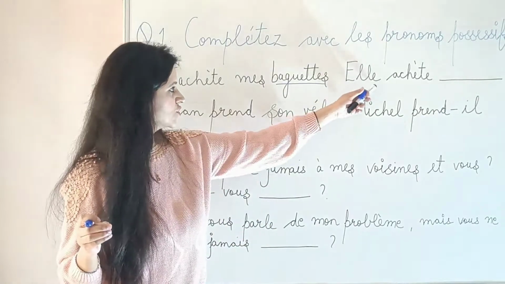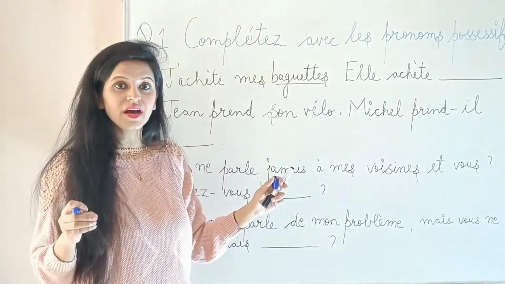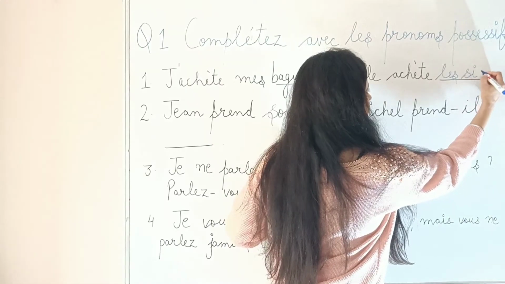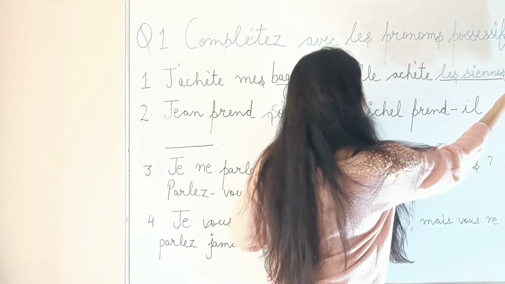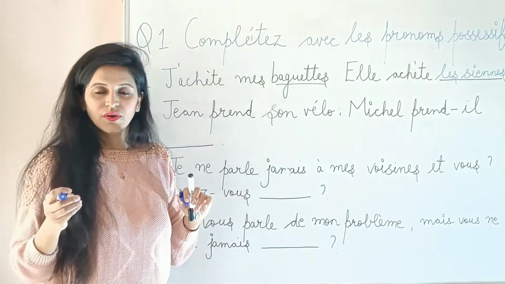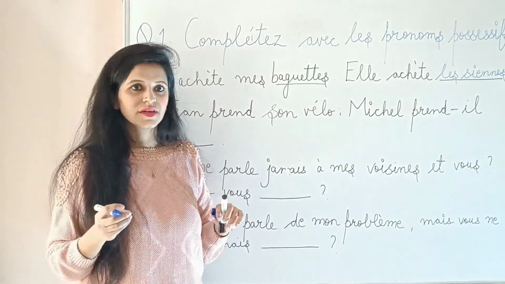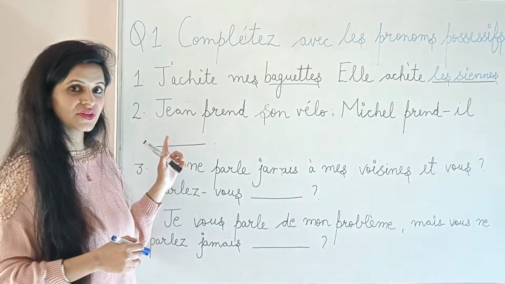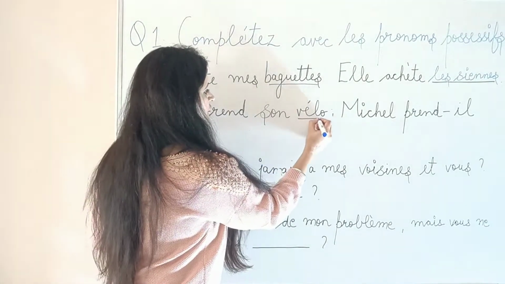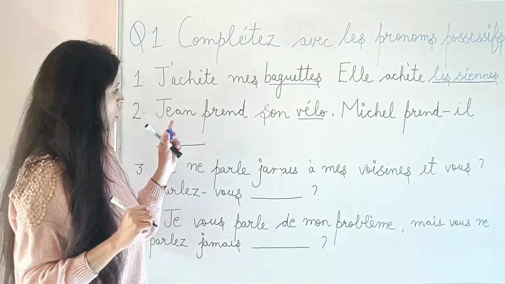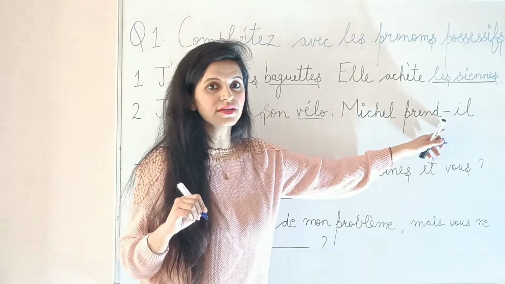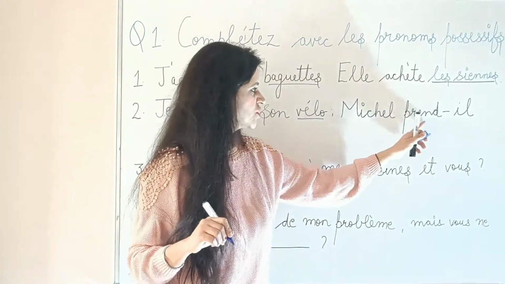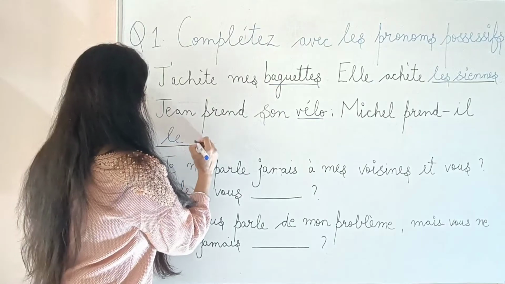So elle achète. What is the gender of baguette? Féminin pluriel. So elle achète les siennes. I'm buying my breads. She is buying hers. Okay, she's buying hers. Jean prend son vélo. Michel prend dash. So what are we talking about in this sentence? Vélo. Jean prend son vélo. Michel prend dash. What is the gender of vélo? Masculin singulier. So Michel prend le sien.